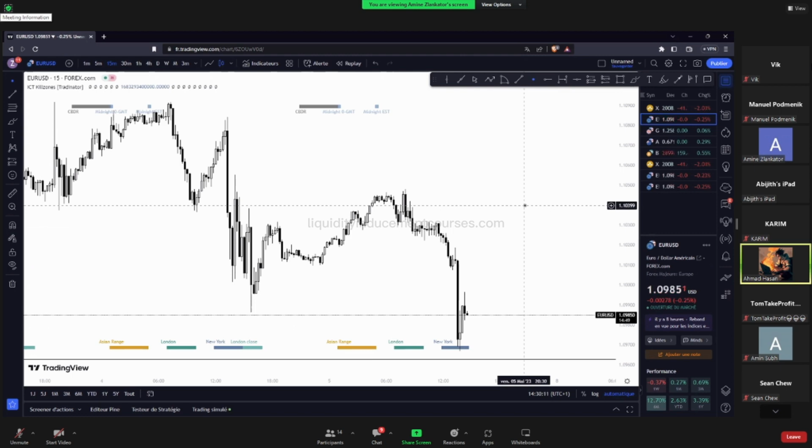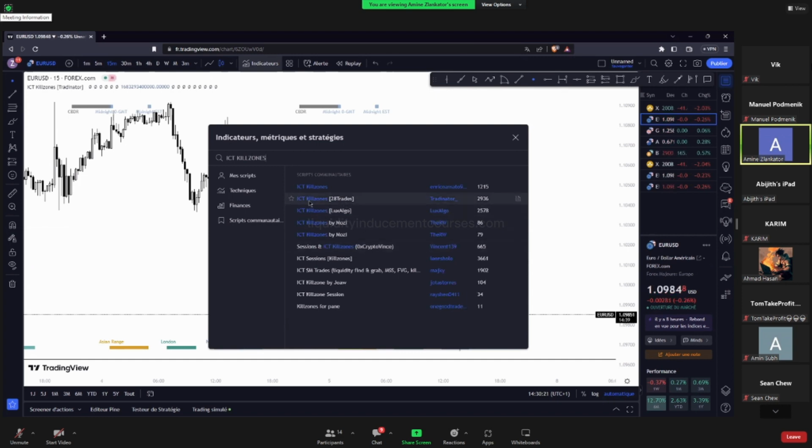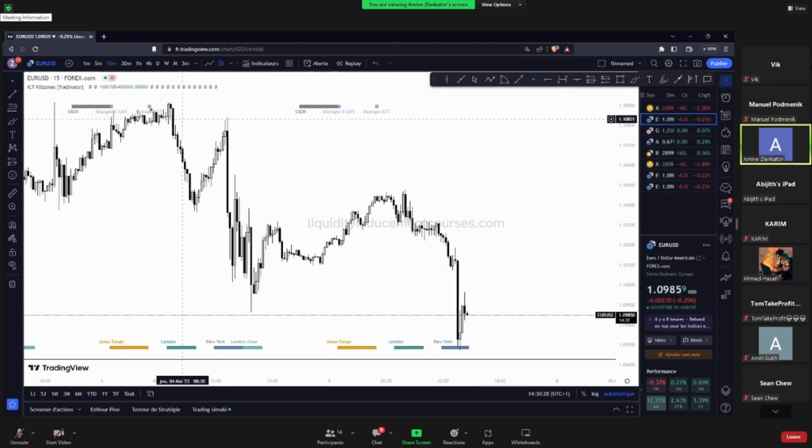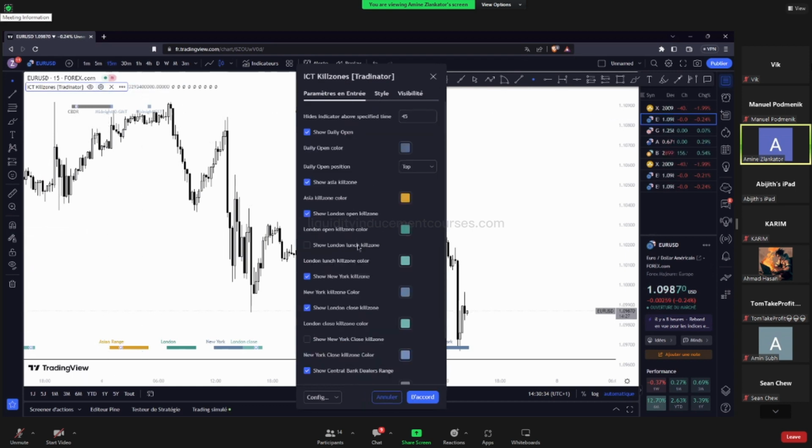ICT kill zone works on gold too. I mean, okay, go to indicators and then type ICT kill zones. And then this one, ICT kill zones 28 trades Tradinator, this one. Click on it and it's going to appear on the M15 time frame, and then adjust it. You go to the settings and then remove London lunch and remove New York close. Okay, just keep everything else. You can screenshot this for later, and keep your eyes on price in here, wanting to go higher. Okay. Yeah.